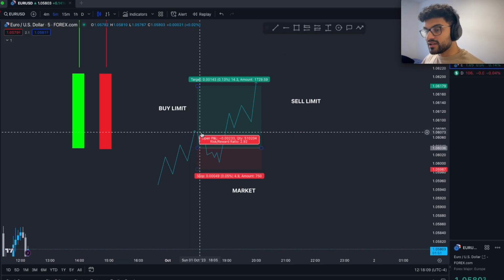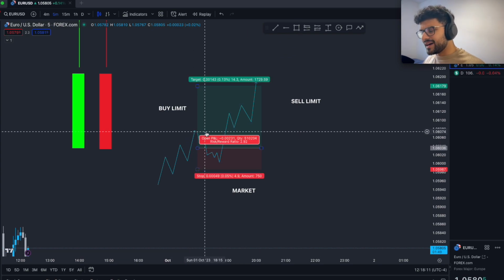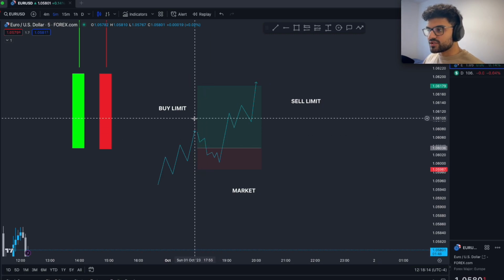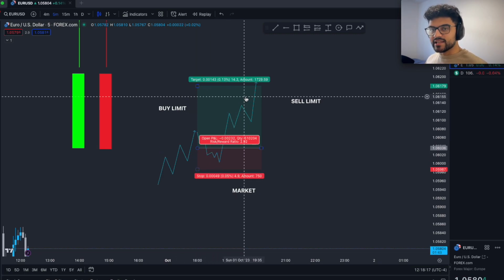Price was at the start initially there. We placed a buy limit, which means that we waited for price to come down to eventually go up. It's a limit. We're waiting for price to come back and then go up in the desired direction, which in this case, buy limit. So the desired direction is bullish.